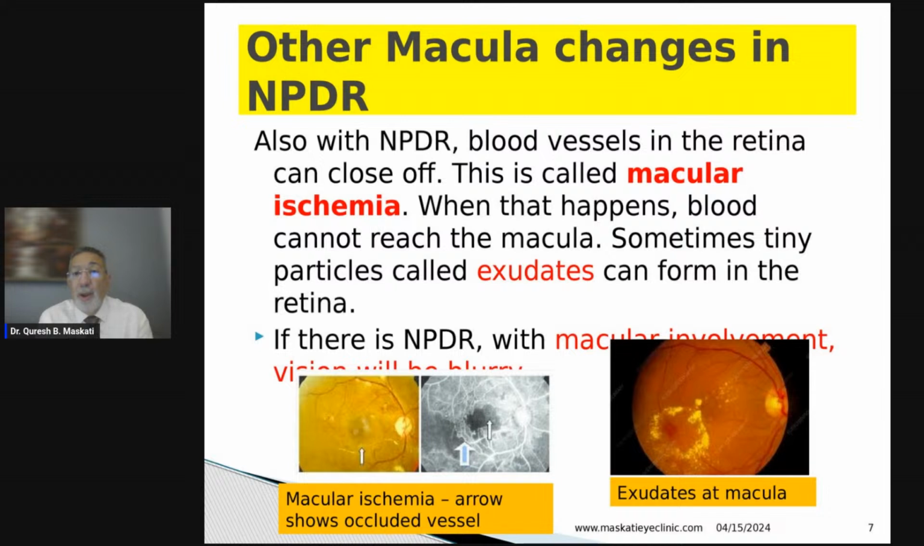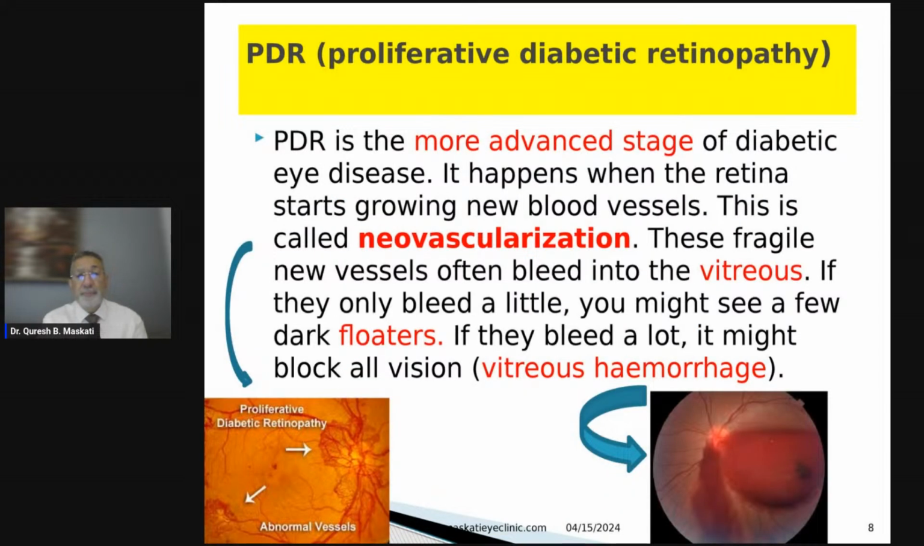So you see these yellow deposits, and in the center there is hemorrhage. This is called circinate retinopathy. Circinate because it's like in a circle. So you can get a lot of these changes in NPDR.